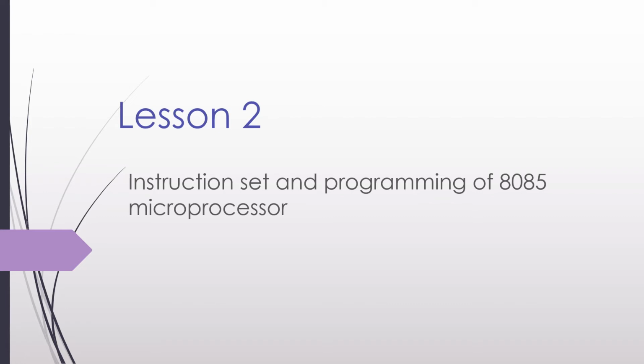Hello friends, today we are going to see the second chapter of Computer Science 2, that is Introduction to Instruction Set and Programming of 8085 microprocessor. In this lesson, first we are going to understand the way in which you can identify the instructions depending upon their length, depending upon the way the data are transferred. So let us see how we can divide them.